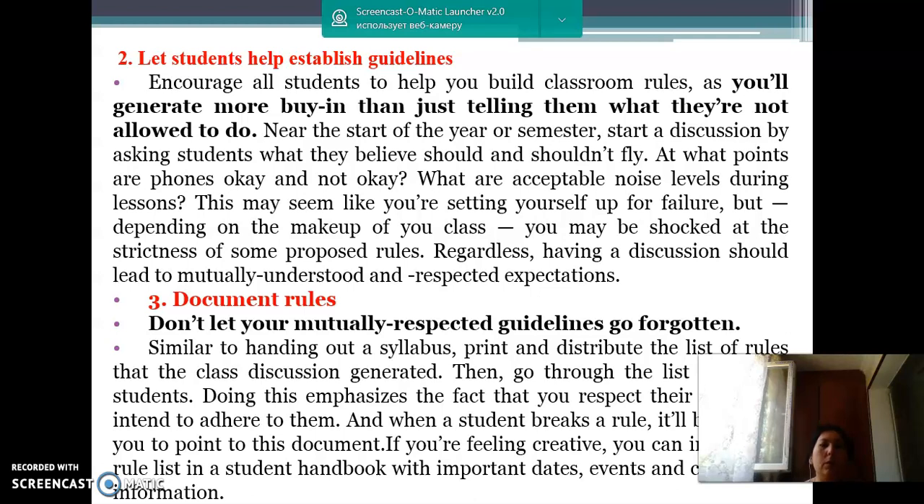The third strategy, document rules. Don't let your mutually respected guidelines go forgotten. Similar to handing out a syllabus, print and distribute the list of rules that the class discussion generated. Then go through the list with your students. Doing this emphasizes the fact that you respect their ideas and intend to adhere to them. And when a student breaks a rule, it will be easy for you to point to this document. If you're feeling creative, you can include the rule list in a student handbook with important dates, events, and curriculum information.